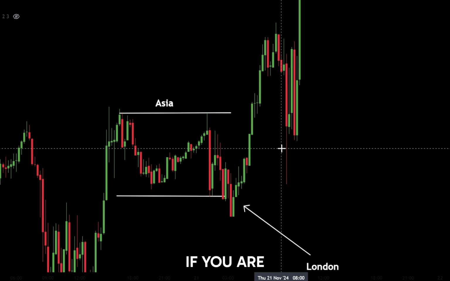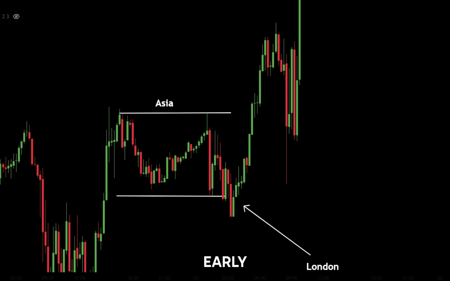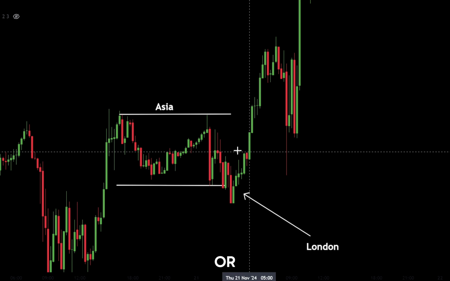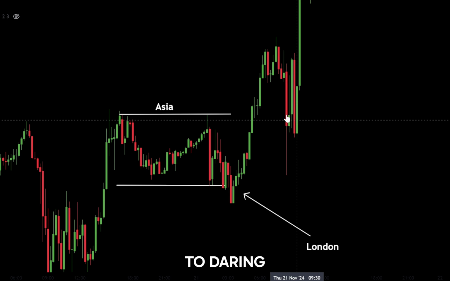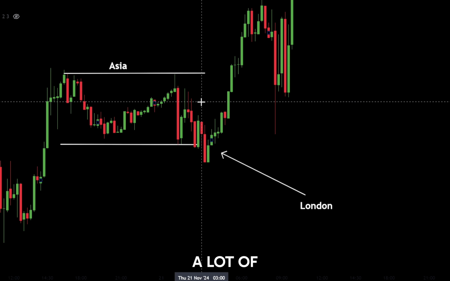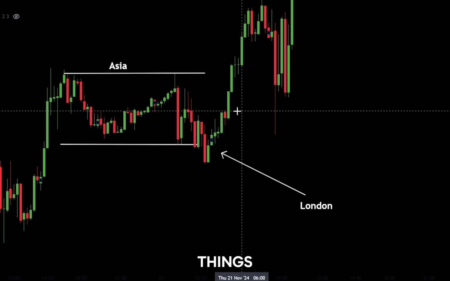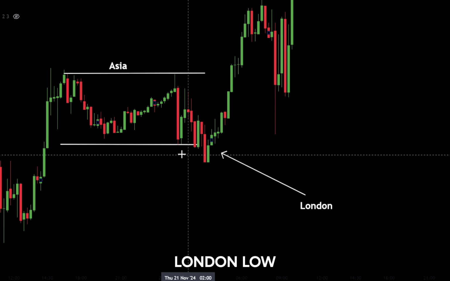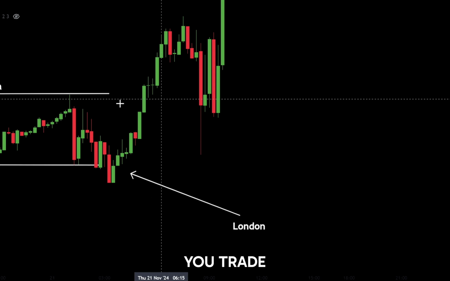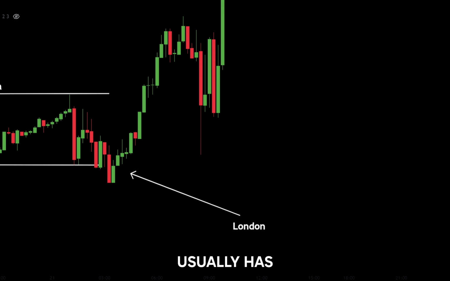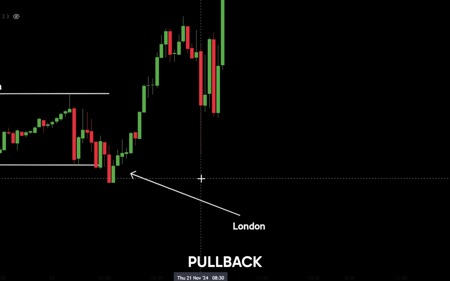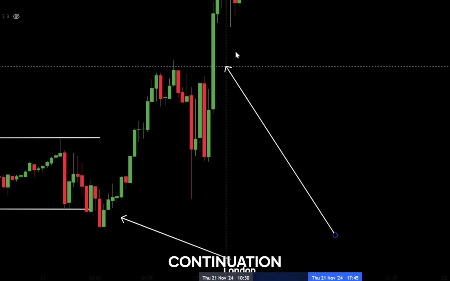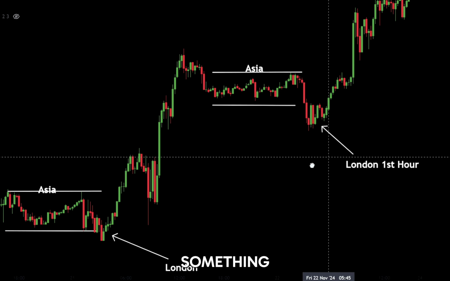want to go. If you are not waking up early enough to trade London, I would say wait for manipulation or continuation during New York. What do I mean? A lot of the times price will do one or two things. One, it will either manipulate London again, London low, or if you trade another model, price usually has a short pullback during Wall Street open into an overall continuation. So that's also something you can trade.